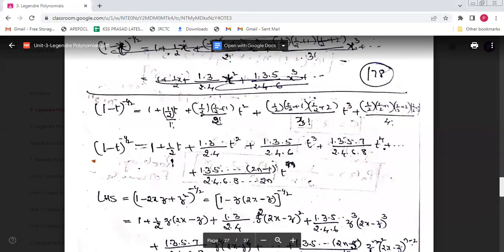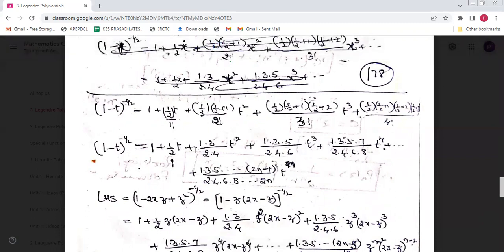On further simplification, this becomes 1 plus half of t plus (1 into 3) by (2 into 4) t², plus (1 into 3 into 5) divided by (2 into 4 into 6) times t³, plus (1 into 3 into 5 into 7) divided by (2 into 4 into 6 into 8) times t⁴, plus and so on, up to (1 into 3 into 5 ... into (2n − 1)) divided by, in the denominator we are getting all even terms. What are the even terms? 2, 4, 6, 8 and so on up to 2n, times tⁿ.